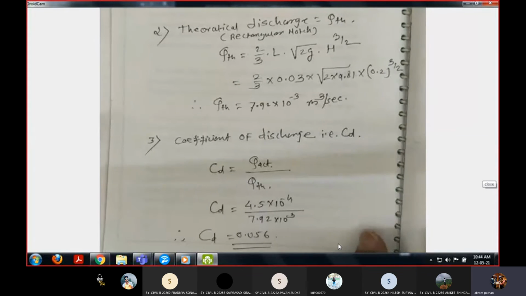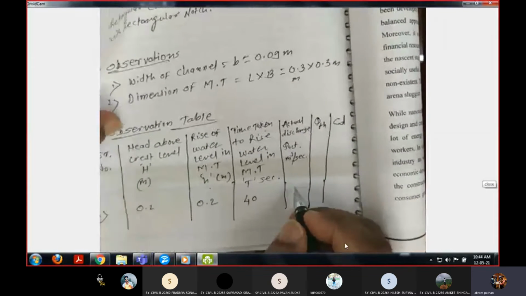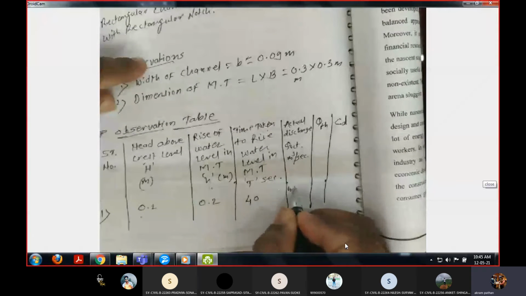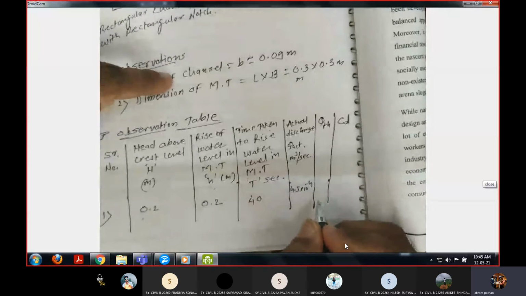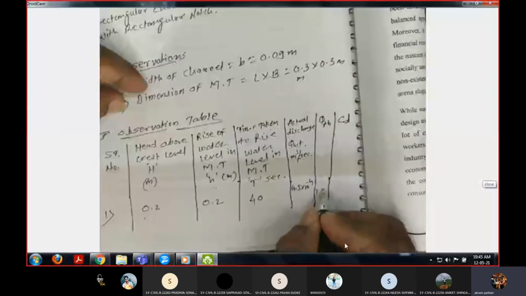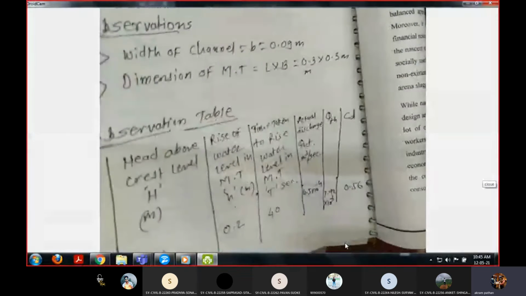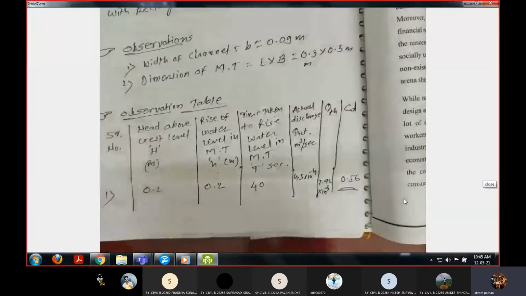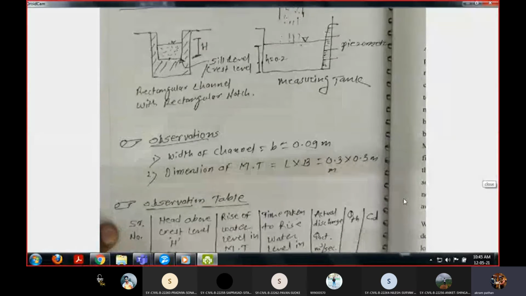so this is the value for the CD. Now we have to substitute here. Actual discharge is 4.5 into 10 raised to power minus 4. Then theoretical discharge is 7.92 into 10 raised to power minus 3. 0.056 is the CD. So this is how we can determine the coefficient of discharge for the first setup.